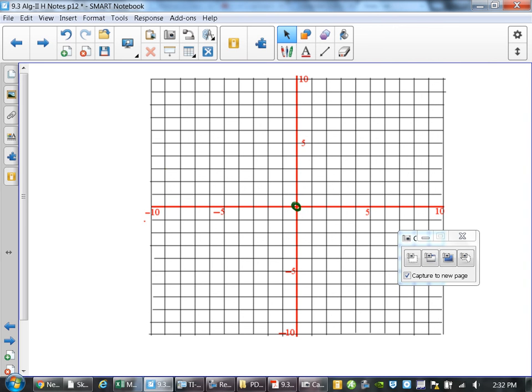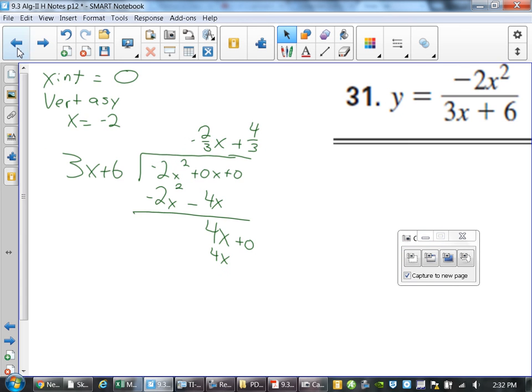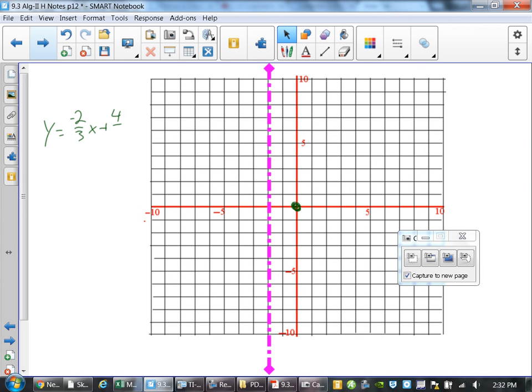The x-intercept was 0. The vertical asymptote was at -2. And then the other one was y equals -2/3 x plus 4/3. 4/3 is a smidge more than 1. Down 2 over 3. It's the first one we've had where we had the other slope.